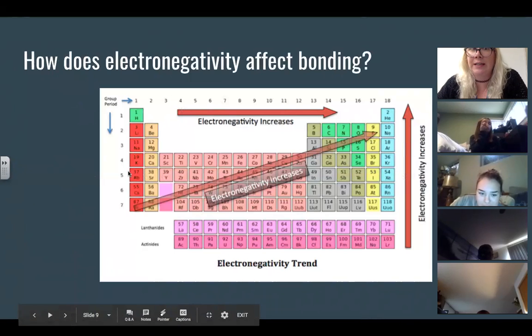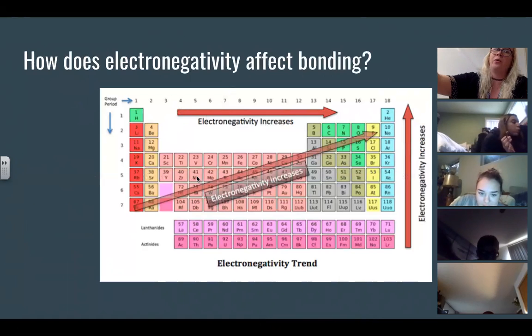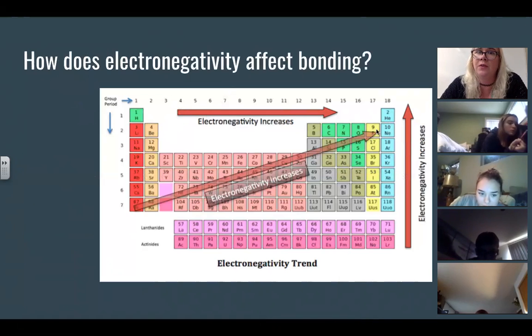So how does electronegativity affect bonding? Well, if you haven't already discovered the magic of the periodic table, because it is magical, right? The way that it perfectly works out is honestly astonishing to me. But what you want to know is that electronegativity increases as you go diagonally up towards the right. Meaning, fluorine is the most electronegative element.